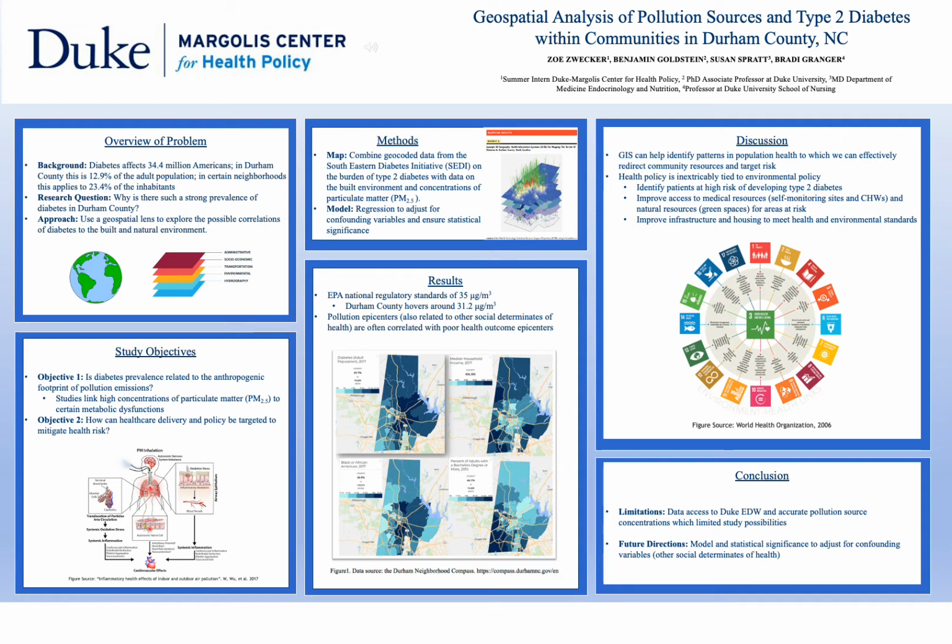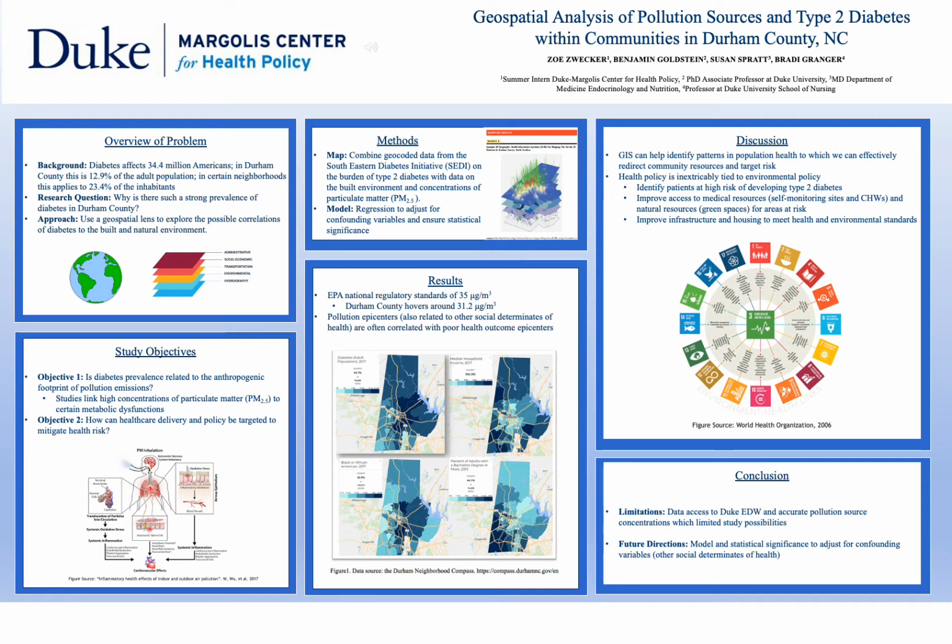The second objective was seeing how healthcare delivery and policy can be targeted to mitigate health risk. So using the geospatial lens and using that to map certain variables to discover where these high-risk places are, and drawing the links between environmental risk and health risk.